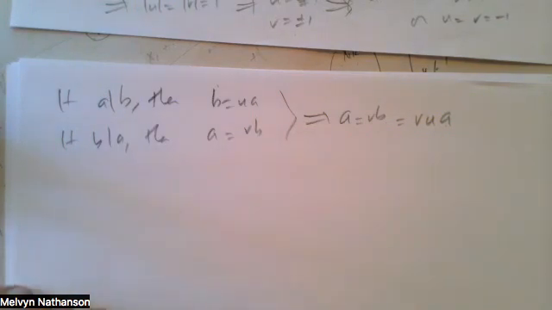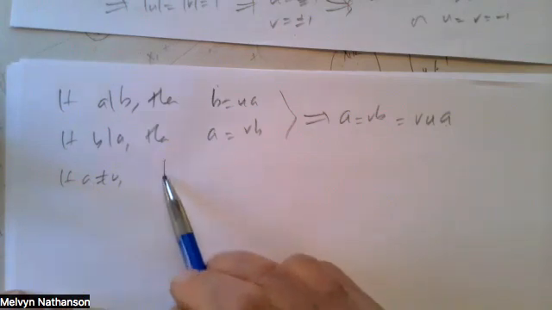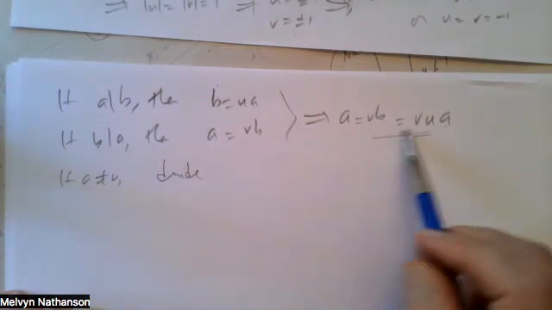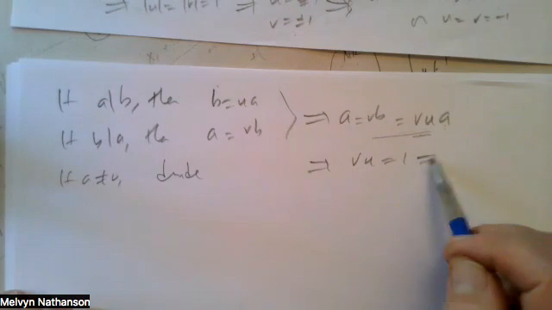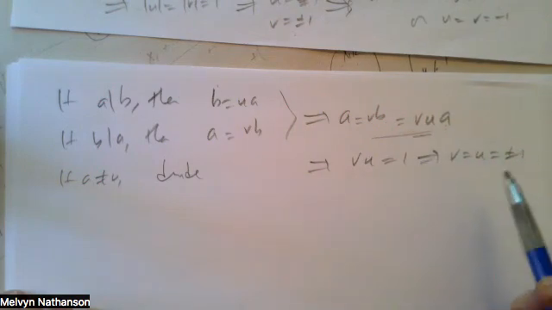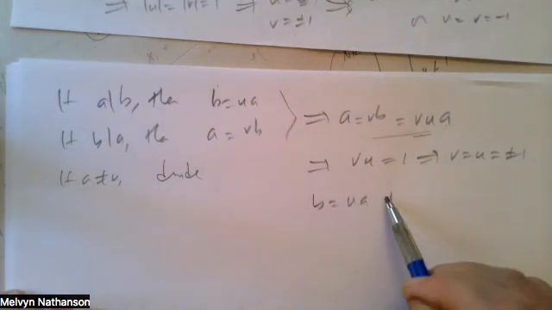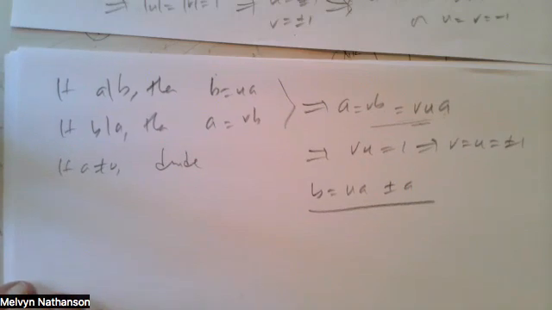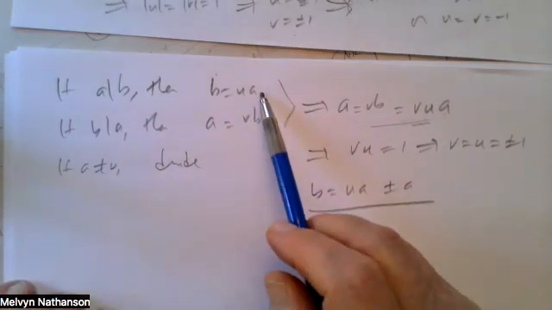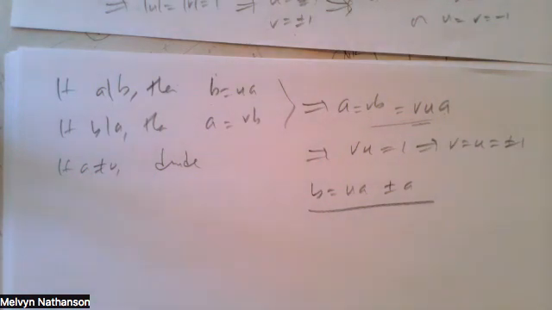So A is VU times A. Now, if A is different from 0, you can divide, right? If A is VU times A, that means VU equals 1, which means V equals U equals plus or minus 1, which means B, which is U times A, is plus or minus A. And that's the whole proof. If A is 0, then B is 0. And 0 is plus or minus 0. So the only interesting case is when A is non-zero.